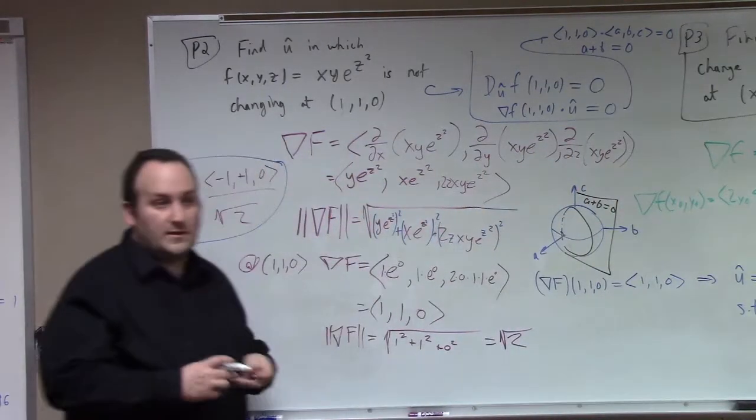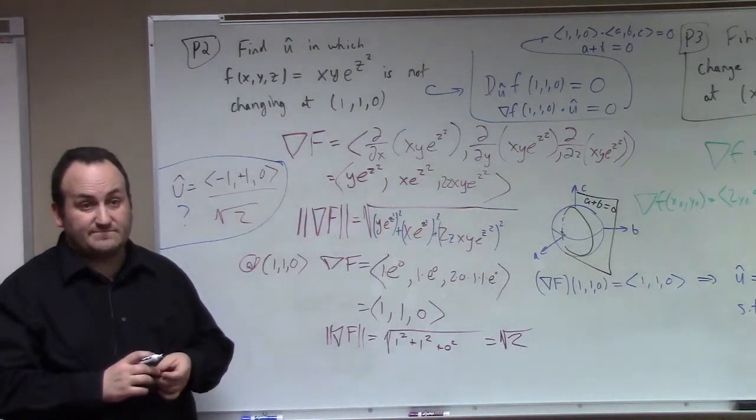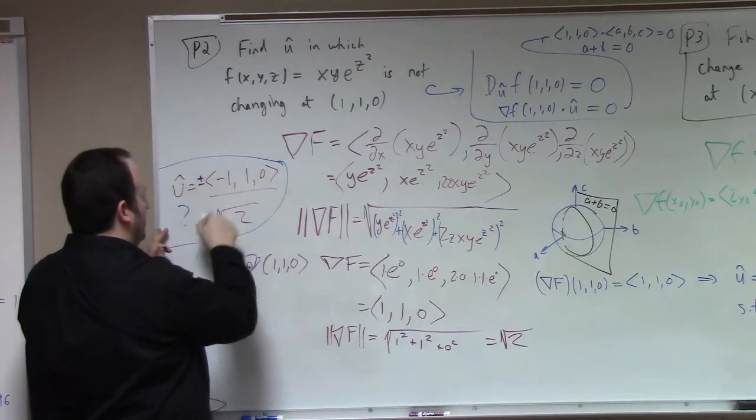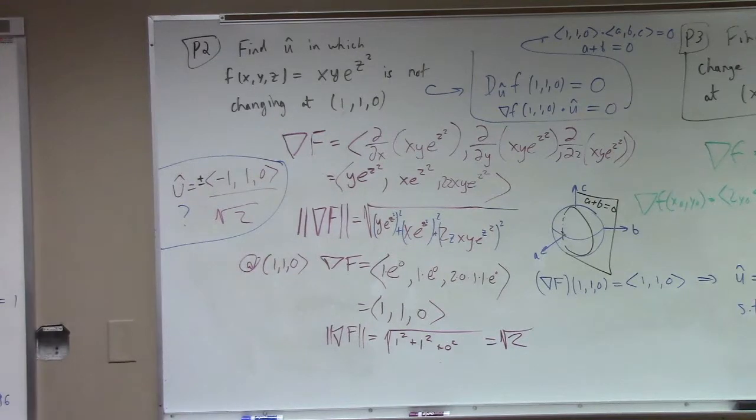So there are infinitely many u's, in fact. Yes, if I put the minus 1 like that, I could put plus or minus this over root 2. Good, those are two possible answers. But in fact, any ABC along that circle would do.